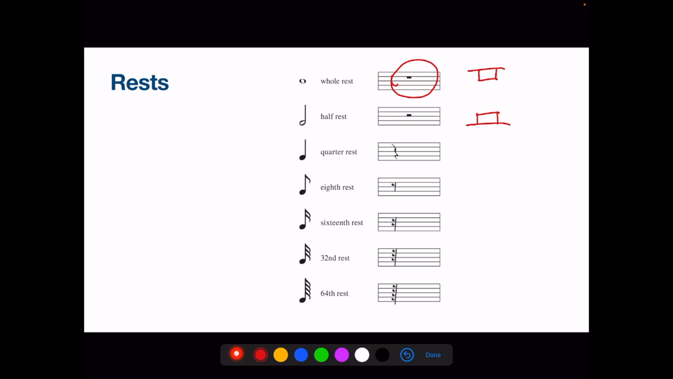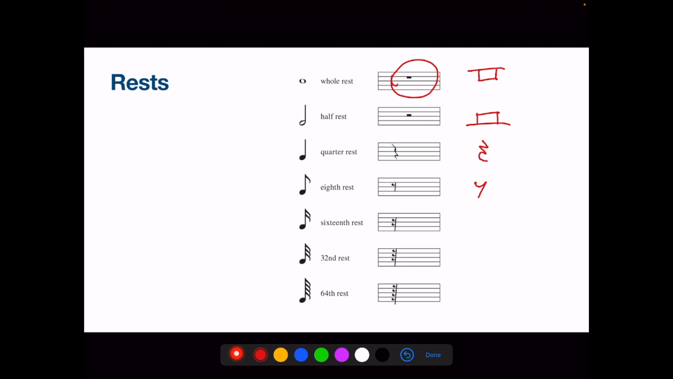A quarter rest, I like to draw it this way. It kind of looks like a little thunder. And this one would have only 1 beat. And an eighth rest, this is how I would write it. This is the same as an eighth note. It has half a beat.